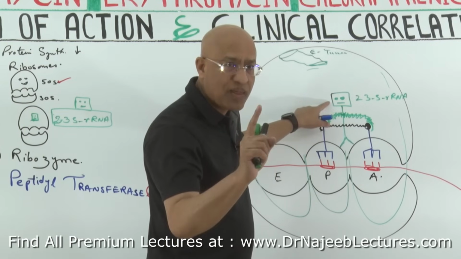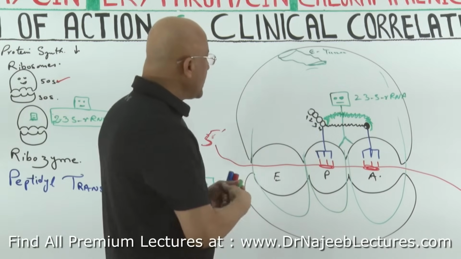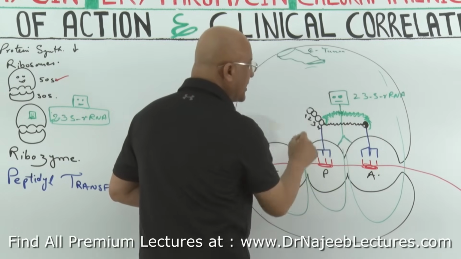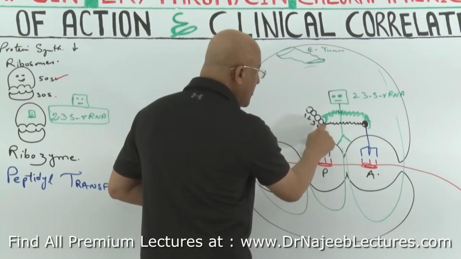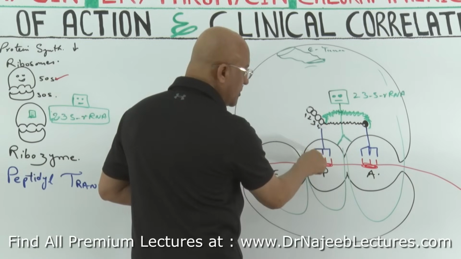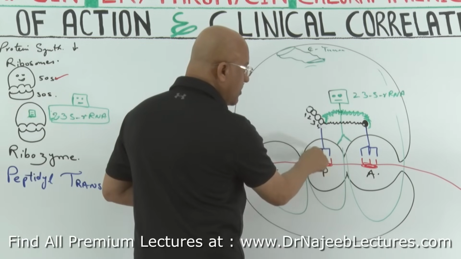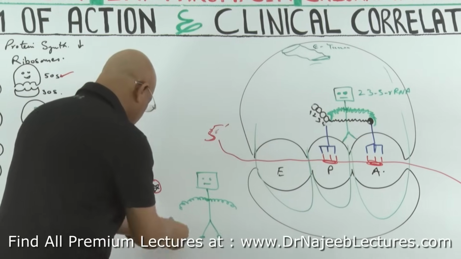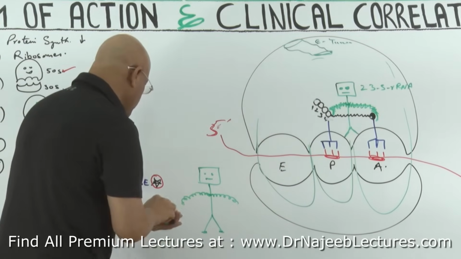This is one function. The second function it will do is that once the preformed chain and the new amino acid are connected, it will dislodge the chain from the peptidyl transfer RNA. This chain will be dislodged. Okay, I will draw it separately so it becomes more clear to you.